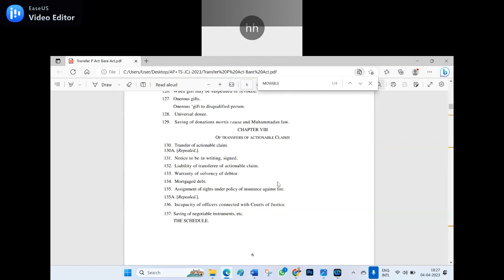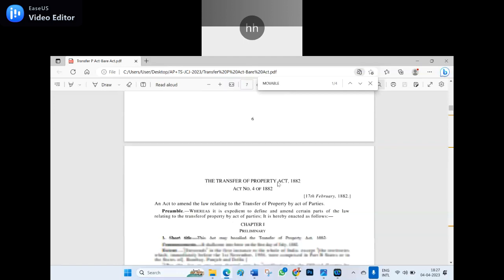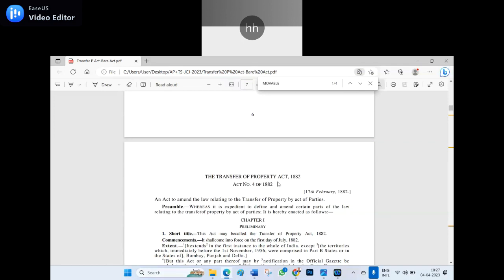Like chapter 8 is given for the transfers of actionable claims. And in which chapter, which section, are actionable claims there? Which section deals with the actionable claims? Supplementary question: is it 130, 131, 132, 133? 130. When I give the options, you are giving the answer. When I don't give the options, you are not giving the answer. But certain sections should be on the tip of your tongue.